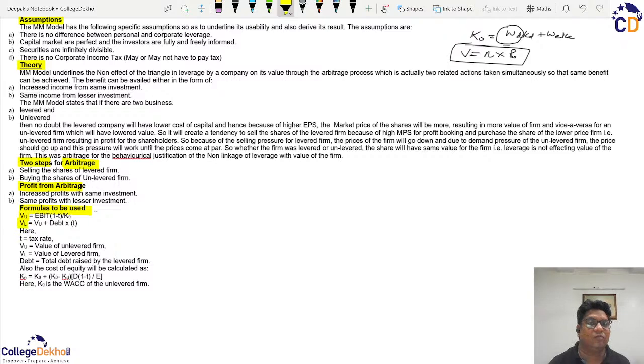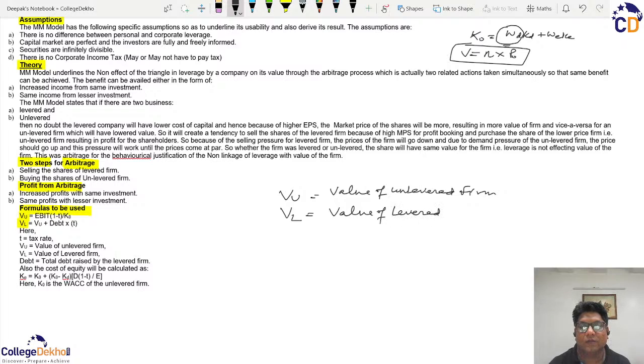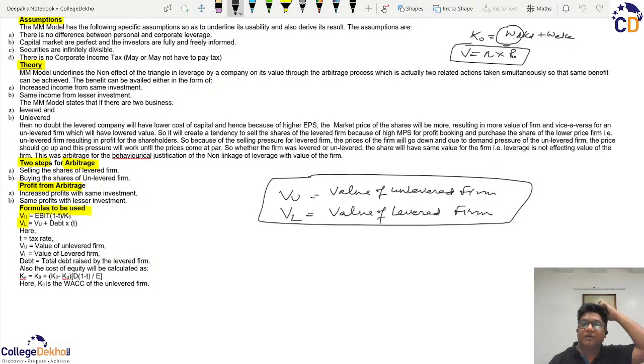If you see the formula, we will have this word VU and this word VL. This L denotes levered and this U denotes unlevered. So VU is the value of the unlevered firm, and VL will denote the value of the levered firm.